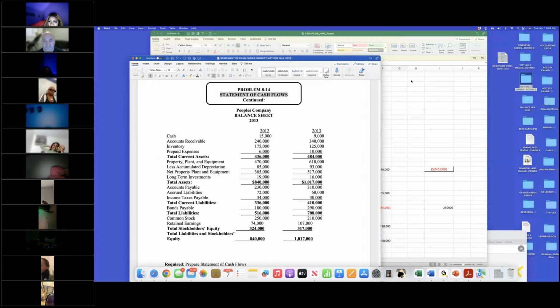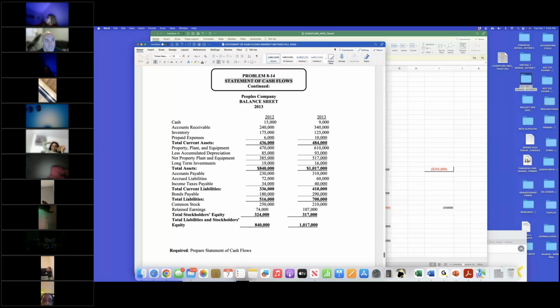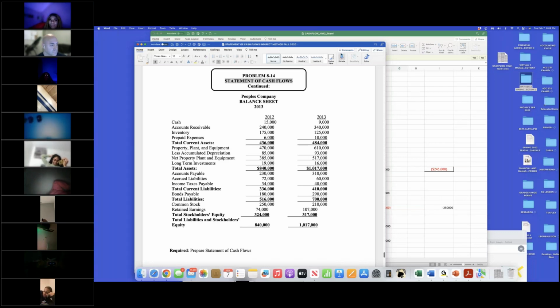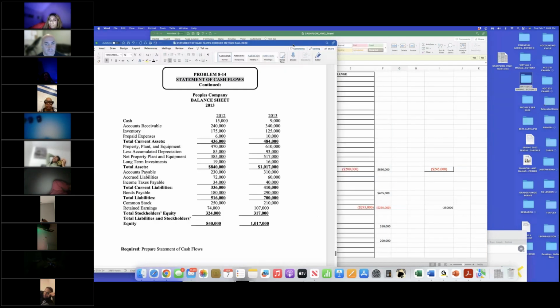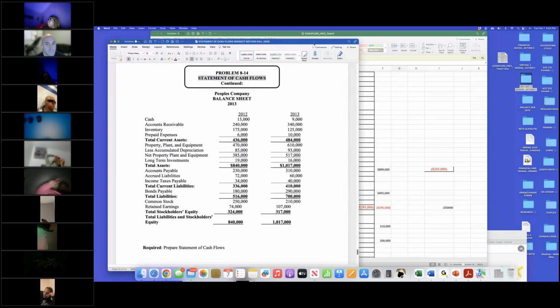Any questions? So, what's the first thing we're going to do with this problem? We're going to determine the net income. I don't think that's the first thing. The change in cash flow. We're going to show the change in cash.